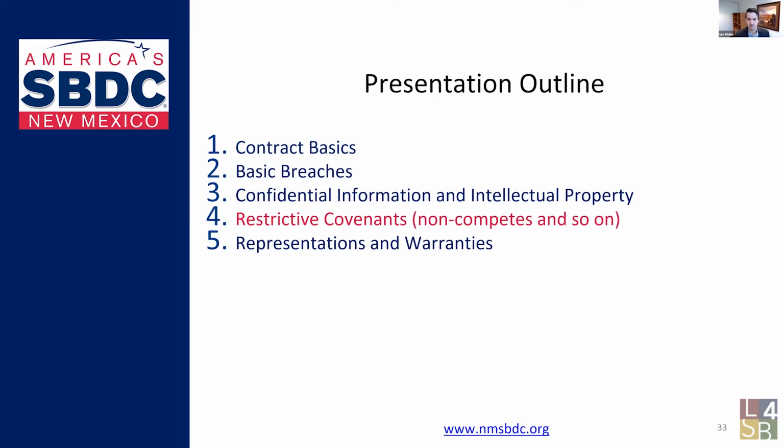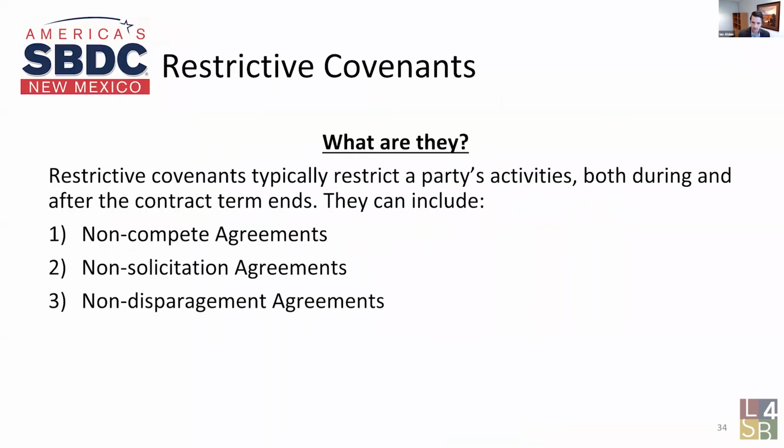Finally, I'm going to cover restrictive covenants really quick, because this is something that if you're signing a contract that's going to create one of these for you and you don't know it, you're going to be in for a very, very nasty surprise later. Restrictive covenants, they're just like they sound. They restrict a party's activities. They restrict you from doing things like competing, soliciting employees or clients, or disparaging the other party. They sound pretty straightforward, but non-competes and non-solicitations are the ones that really tend to cause damages.